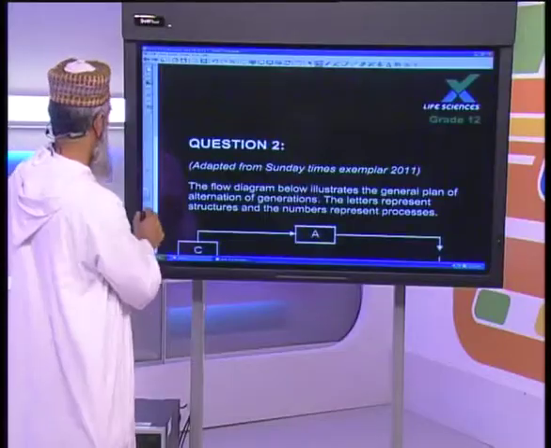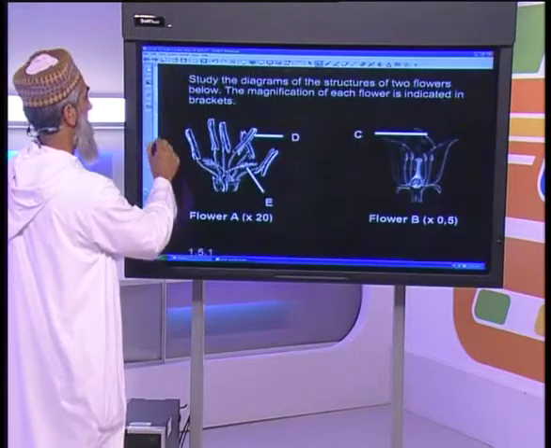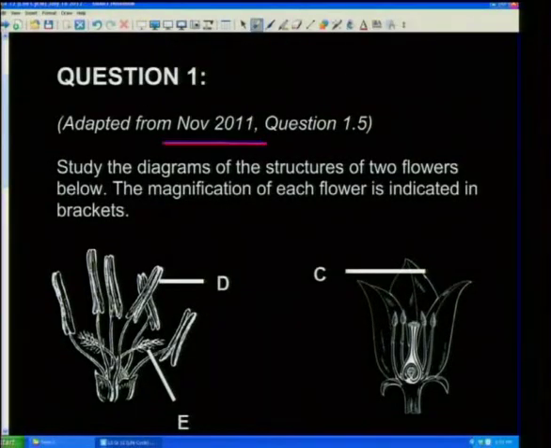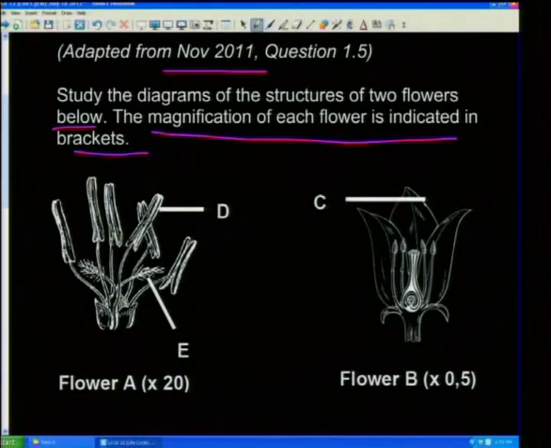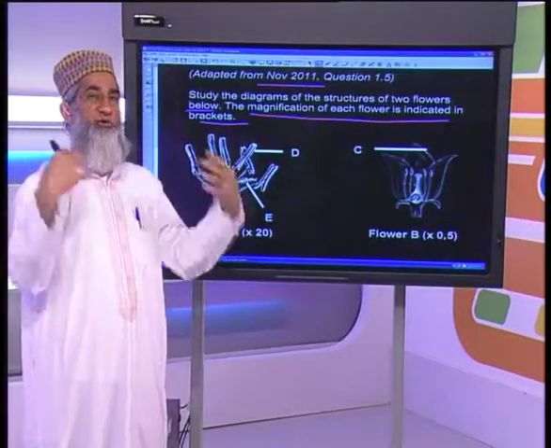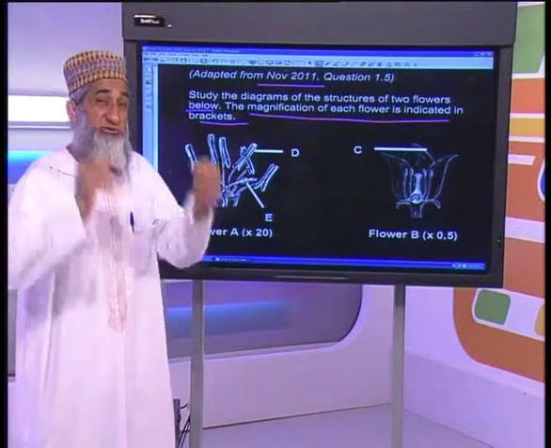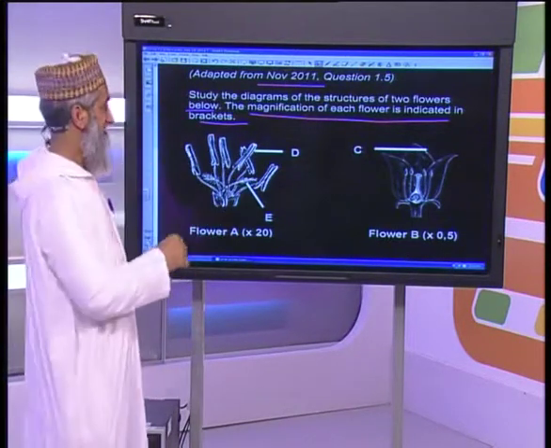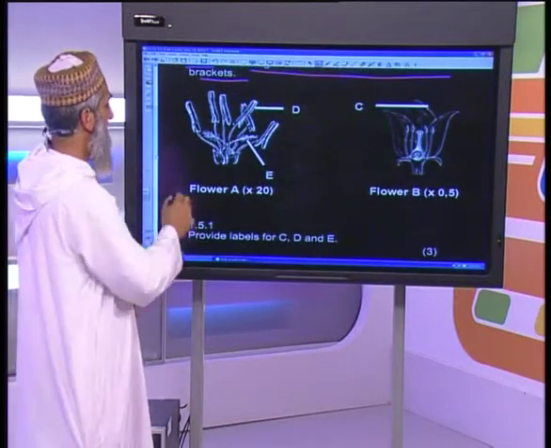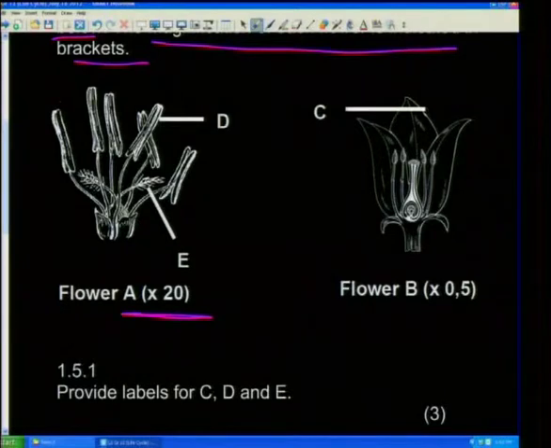Okay, great. Let's move on with our question then. The first question we have is adapted from last year's paper, 2011, question 1.5 from paper 2, because remember, this is where reproduction is done. The question says, study the diagrams of the structures of two flowers below. The magnification of each flower is indicated in brackets. Guys, I'm hoping that while I'm going through questions, you're noticing what I'm doing. I'm always underlining the keywords. This is what you need to do. Make sure that you underline the keywords as you're going along, because the keywords will guide you in what you need to do later. So they've given you two diagrams, two lovely diagrams there. Flower A, magnification multiplied by 20, and flower B multiplied by 0.5. So already you can see there's a difference in the magnification between the two flowers.